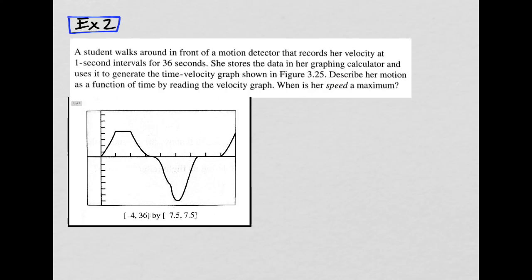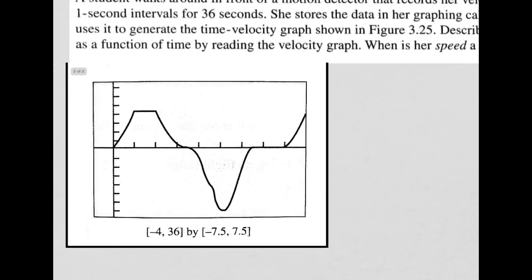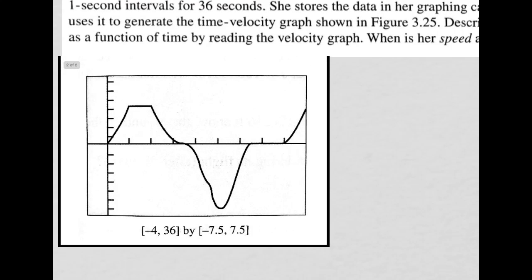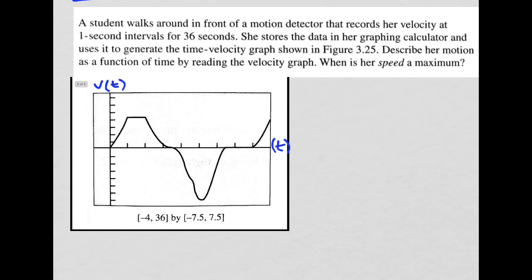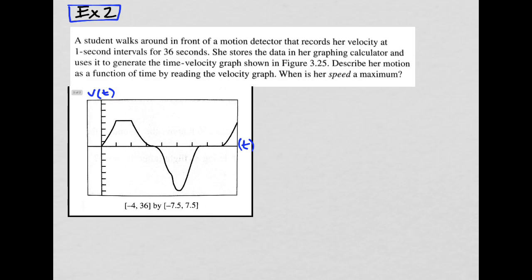Okay, she walks in front of the motion detector and records her velocity. So this is velocity and time. So I'll write that here. This is the time axis, and this is the velocity axis. It doesn't really say the units for the velocity. It doesn't say like feet per second. But we do know that this is in seconds, in 4-second intervals. Okay, let's describe what it says.